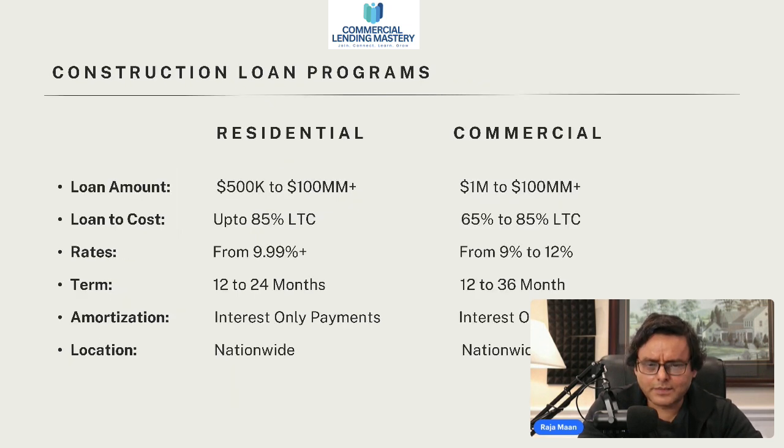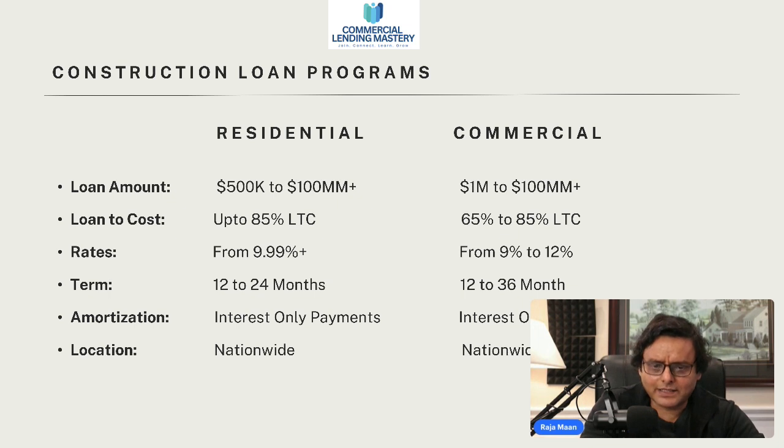These are the loan programs we have. A lot of investors have multiple programs, but under residential, the loan amount would be 500K to $10 million. Most residential single family, 1 to 4 units, we can go up to $10 million for single family at the moment. Loan to cost 85%.